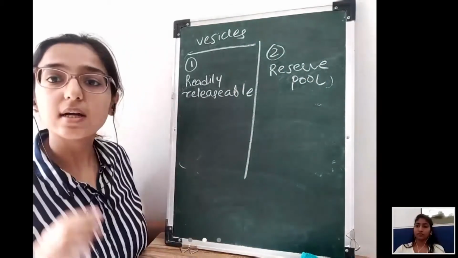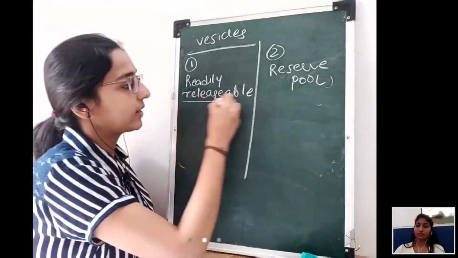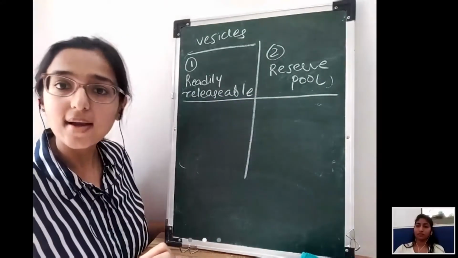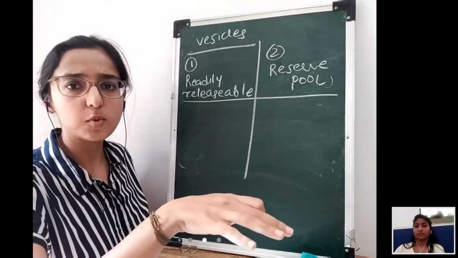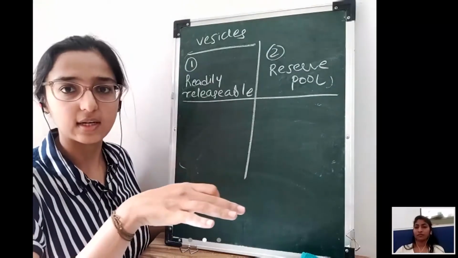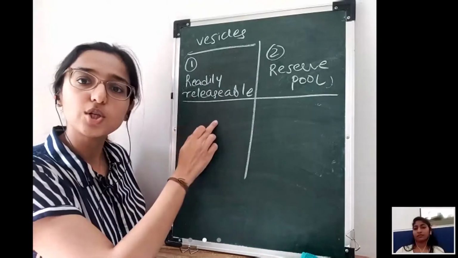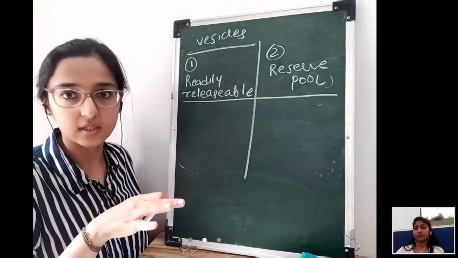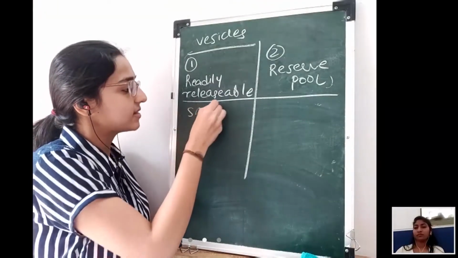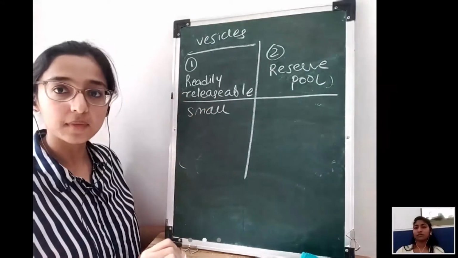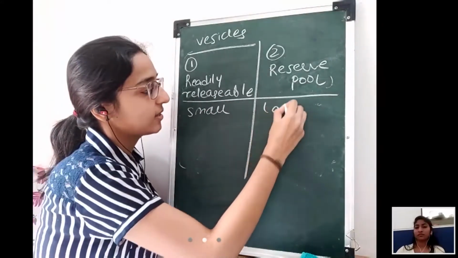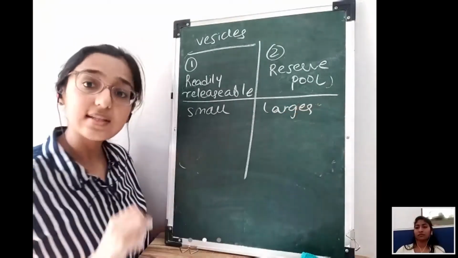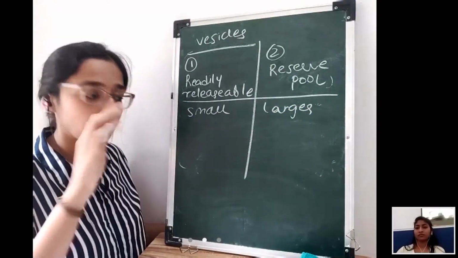So what does this mean? There are two pools of vesicles located in the nerve ending. One is readily releasable, meaning the action potential came, it will quickly move to the active sites and release the acetylcholine. These are the ones which are used first, which get mobilized first. And these are small vesicles. The reserve pool vesicles are larger in size, and they're located quite deep in the nerve.